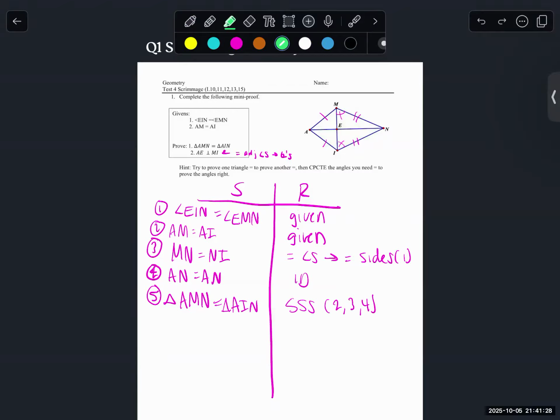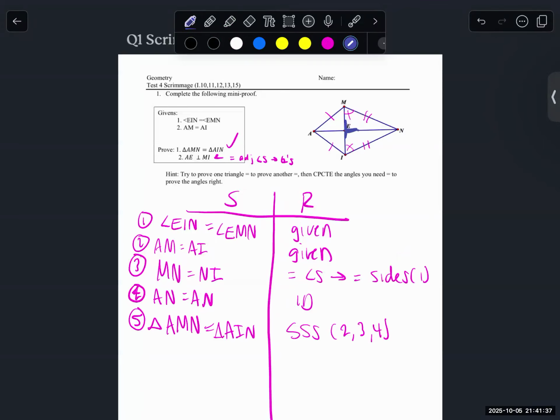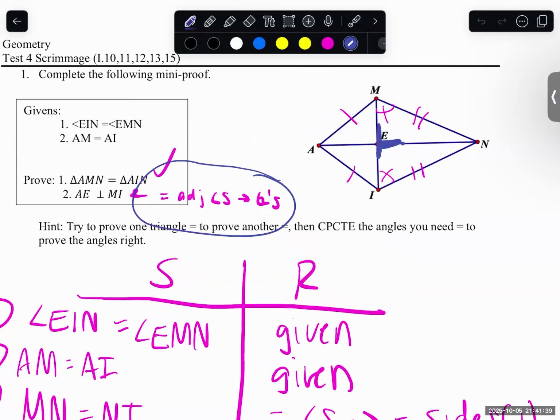Now, if we look at our second proof, we're trying to get that these are perpendicular. This is perpendicular to that. The only way you get that is by using equal adjacent angles. The problem is you need equal angles to start with. So I want the stars equal to each other. Now, if you notice, I'm never going to have enough information to prove these two triangles to be equal. So I can't CPCTE these just yet.